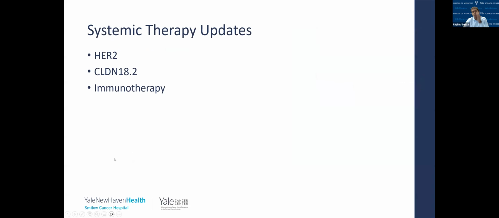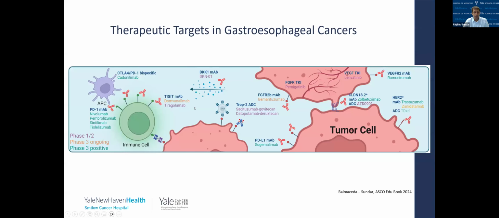So for the last part, I'm going to cover updates over the last year in systemic therapies, mainly covering the three main components: HER2 targeted therapies, as Dr. Gibson talked about, Claudin 18.2, as well as some immunotherapy updates. This has been one of the most exciting aspects of gastroesophageal cancers: in terms of putative therapeutic targets, this entire space has really exploded over the past few years.